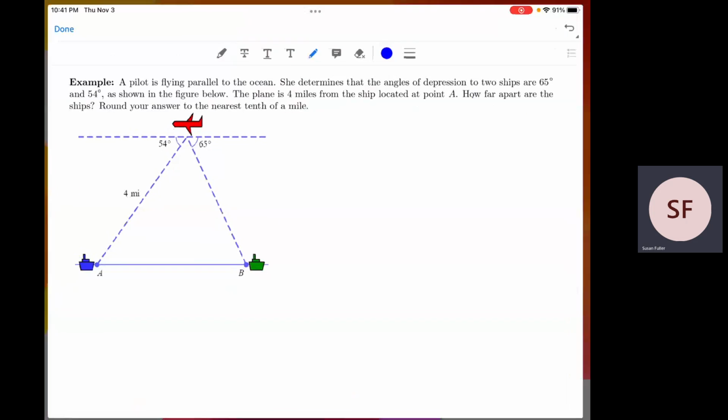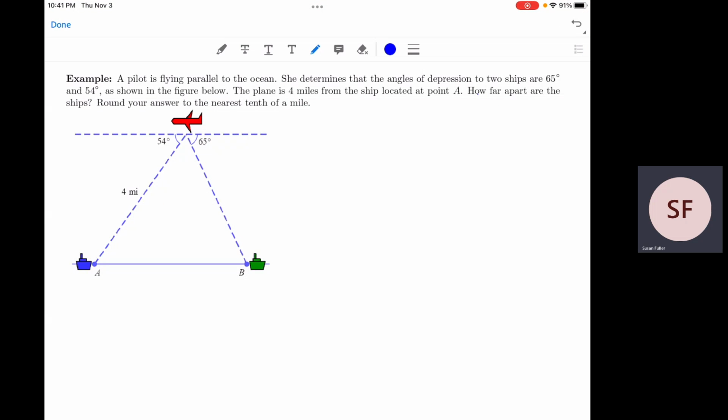All right. Hello, everyone. I just wanted to do a quick video to go through the word problems in homework 11 to kind of help you have an idea about how to tackle these guys.